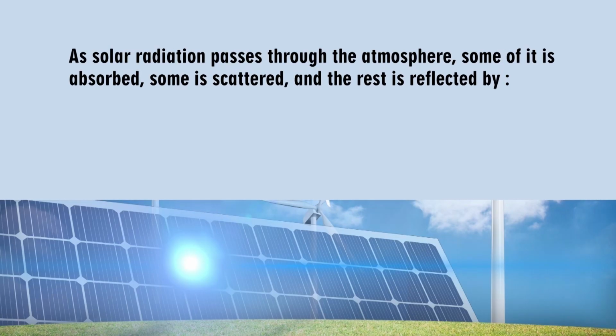As solar radiation passes through the atmosphere, some of it is absorbed, some is scattered, and the rest is reflected by air molecules, water vapor, cloud, dust, pollutants, forest fires, and volcanoes. The radiation reaching the earth's surface after scattering is called diffuse solar radiation, or simply diffuse radiation. The solar radiation which reaches the earth's surface without being diffused is called direct solar radiation or simply direct radiation. The sum of diffuse and direct insolation is called global insolation.